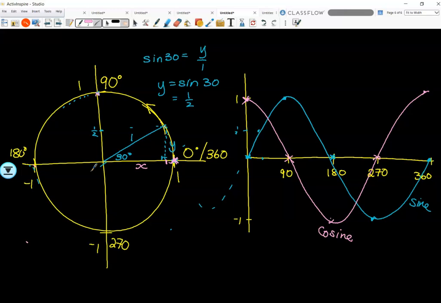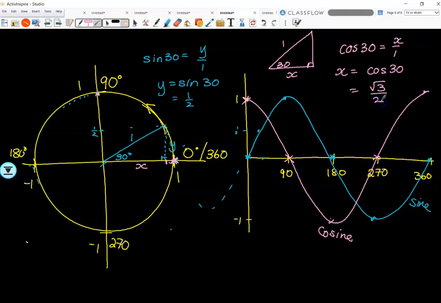So once again, I'm looking at that triangle, right? This triangle here, that's 30, that's 1, and this is x. So how do I find x? Adjacent over hypotenuse, which is cos theta. So cos 30 equals x over 1. So therefore x is cos 30. Can you pop that into your calculator?